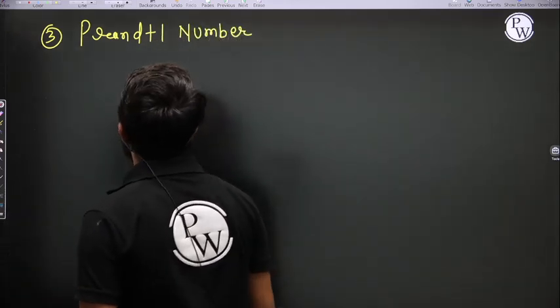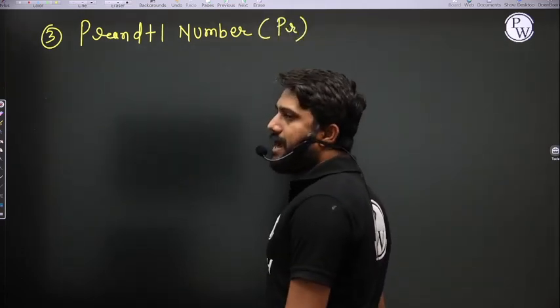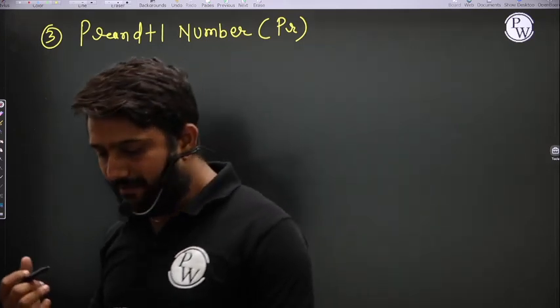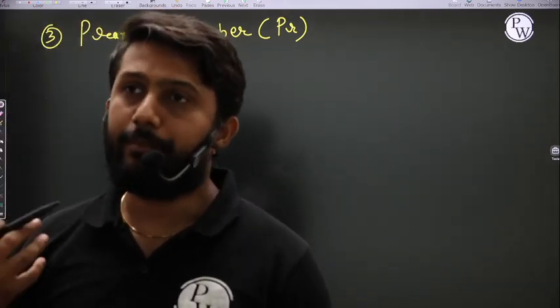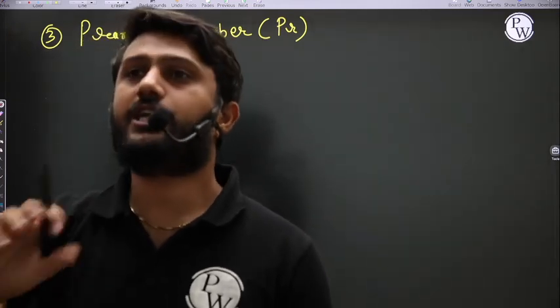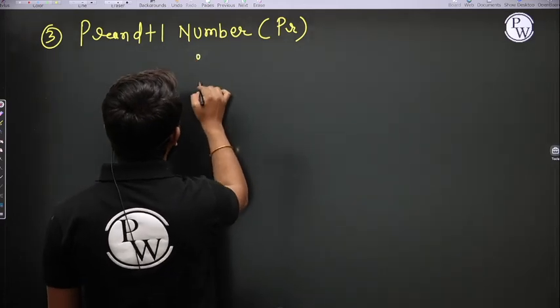The third dimensionless number is the Prandtl number. It is denoted by Pr. So what is the Prandtl number? The Prandtl number is a ratio of momentum diffusivity to thermal diffusivity.